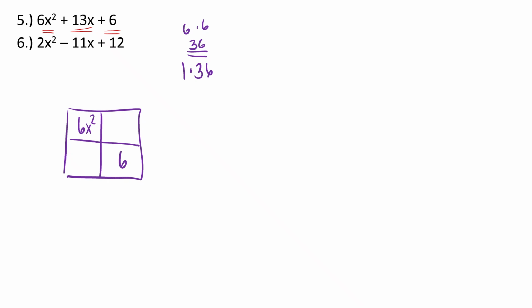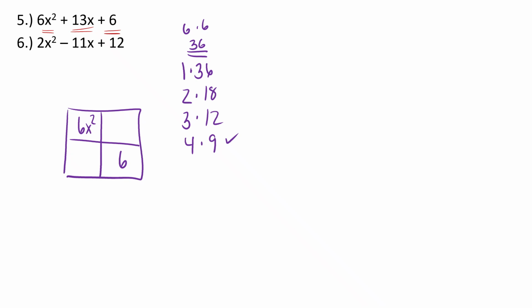So we have 1 times 36, that doesn't give us a 13. We have 2 times 18, that also does not give us a 13. We've got 3 times 12, also not giving us a 13. 4 times 9, ding, ding, ding. We have our winner. That's the one that adds up to 13.